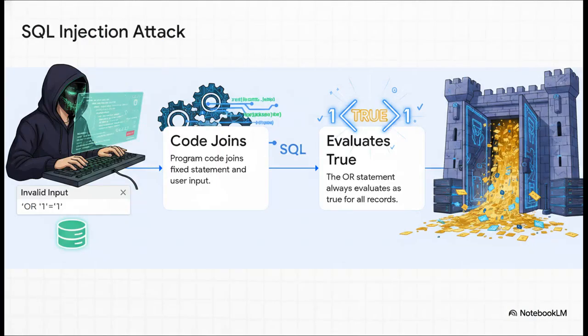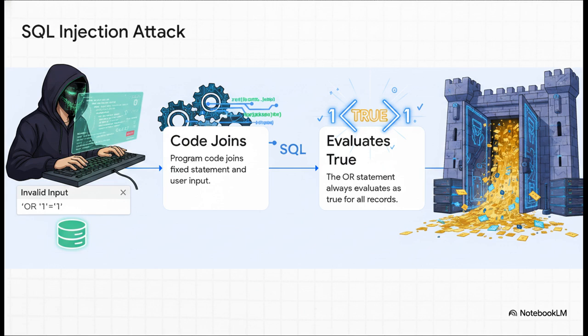Now let's move to something a bit more urgent. What happens when the data itself is weaponized? If a hacker knows how your system works, they can actually feed it unexpected data to cause a crash, or bypass your security entirely. The most infamous and definitely the most dangerous example of this is the SQL injection attack. Here's the exact anatomy of how this goes down.